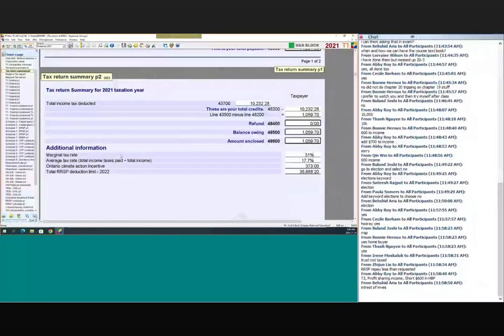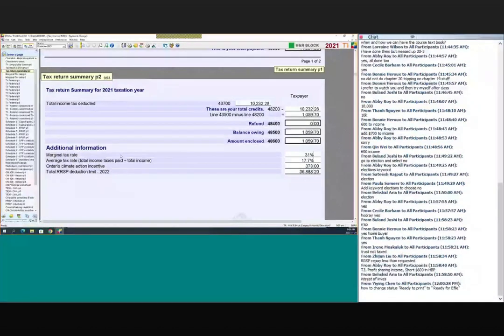So in this case, I'm not going to demonstrate any rent or property tax paid because I know it's going to be irrelevant. So I'm going to wait to do it on another tax return. So any questions about practice problem 20-1?